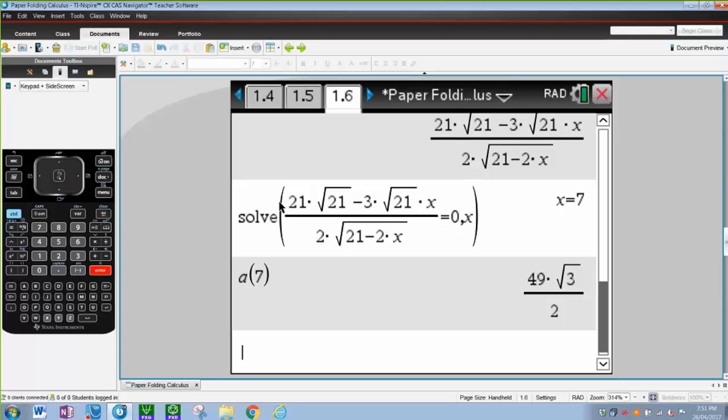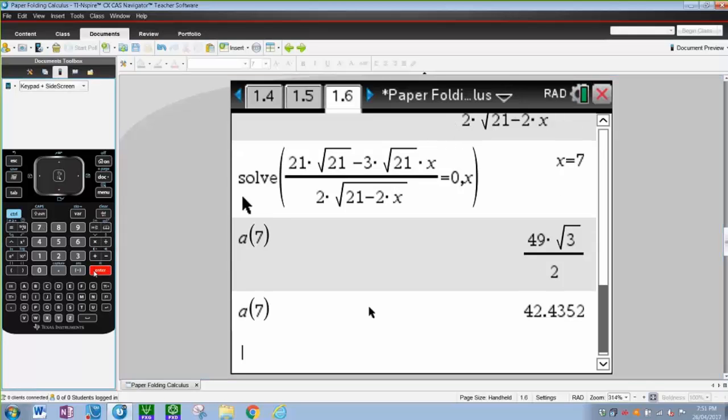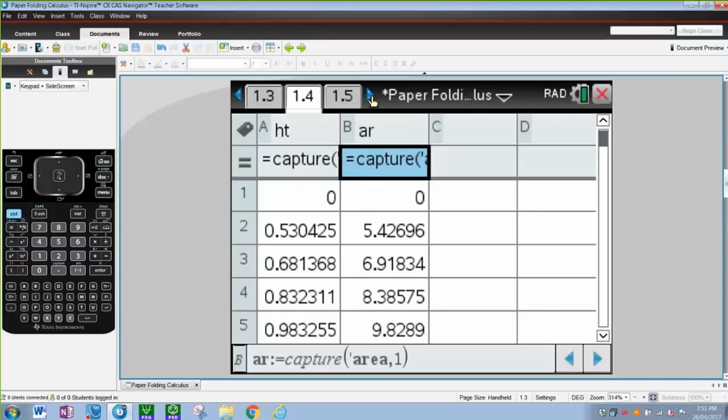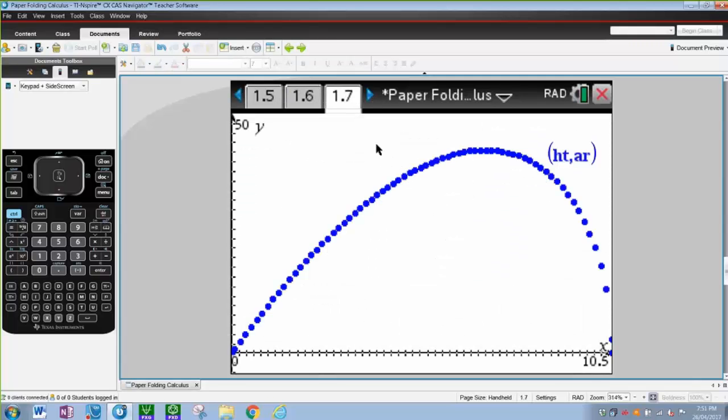Let's just quickly verify that with our previous scatter plot. So I'm going to press Control Enter to approximate, and we get 42.4352, which is very close and pretty much agrees with what we had before. I have one more thing to show you, and that is the actual area function agreeing with our scatter plot. So I'm going to go back to the scatter plot, which is sitting here, and let's try and graph the area function that we had before.